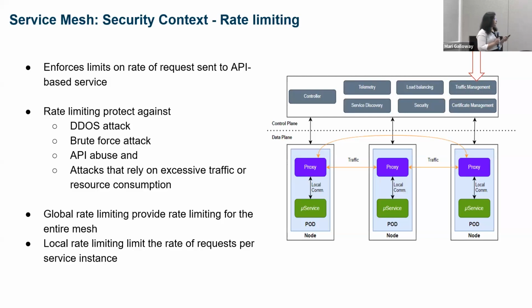If you set global rate limiting, you can set the rate limiting for the entire mesh. Or if that is not something you want to do, you can set up local rate limiting, by which you are saying that only this service has rate limiting, and this service doesn't need rate limiting. So you can be very specific about which services need rate limiting or not. And again, this is a great feature that helps protect the architecture from a lot of attacks that are very frequent.